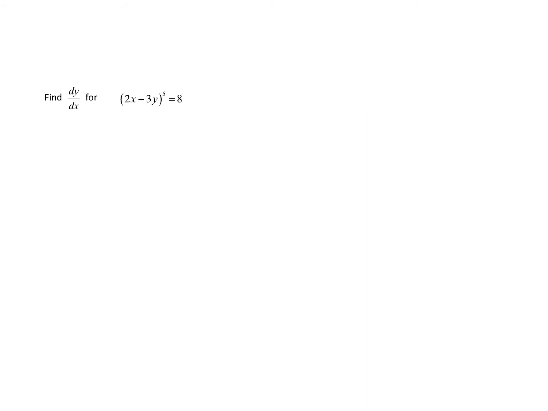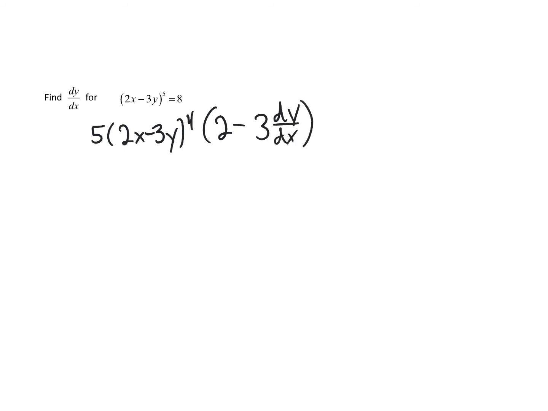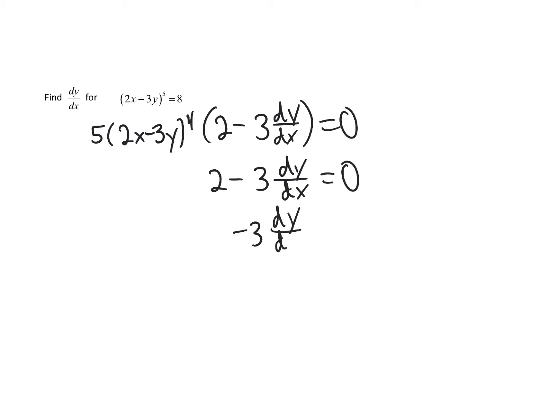In this example, we have the chain rule along with implicit differentiation. So 5, 2x minus 3y to the fourth. Derivative of the inside is 2 minus 3 dy dx equals 0. Now because it's equal to 0, we can divide both sides by the 5, 2x minus 3y to the fourth, just leaving us with 2 minus 3 dy dx equal to 0, which is so much easier to rearrange. Giving us a final answer of dy dx equals 2/3.